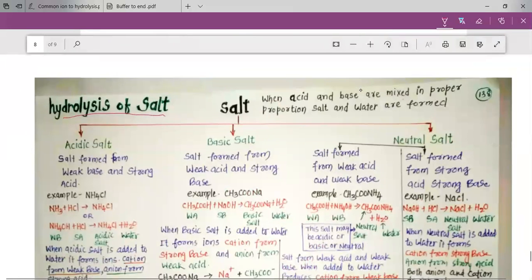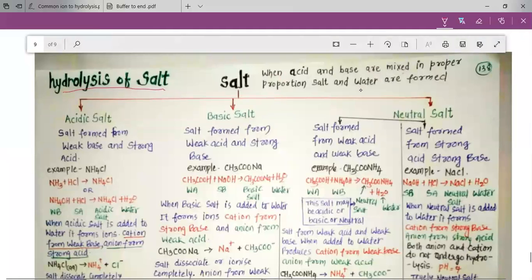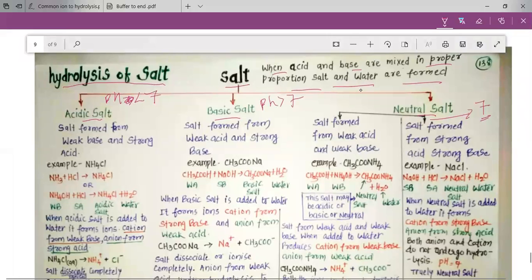Now, my dear students, here you can see I have tried to explain to you the hydrolysis of salt. So let us study the various types of salts and hydrolysis. First of all, we should study what is salt. When acid and base are mixed in a proper proportion, they give salt and water. We have three major types of salt: acidic salt, basic salt, and neutral salt. Acidic salt has its pH less than 7. Basic salt is the salt which is having pH greater than 7. Neutral salt, we have two types of salt. The first type has pH exactly equal to 7, and the second type has a pH that varies from 7. That we will understand.